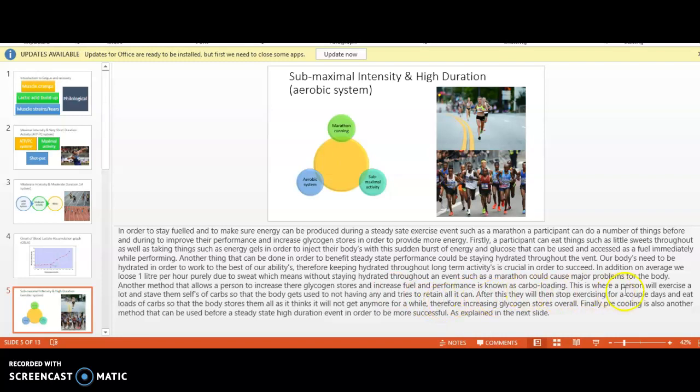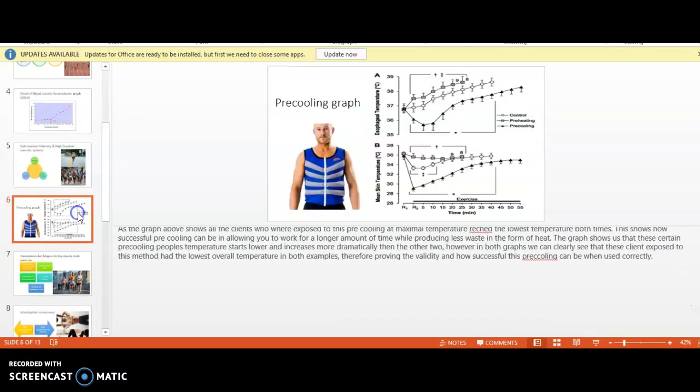After this, they will stop exercising for a couple of days and eat loads of carbs so that the body stores them all as it thinks it will not see any more for a while, therefore increasing glycogen stores. Finally, pre-cooling is another method that can be used before a steady state hydration event in order to be more successful, as explained in the next slide.